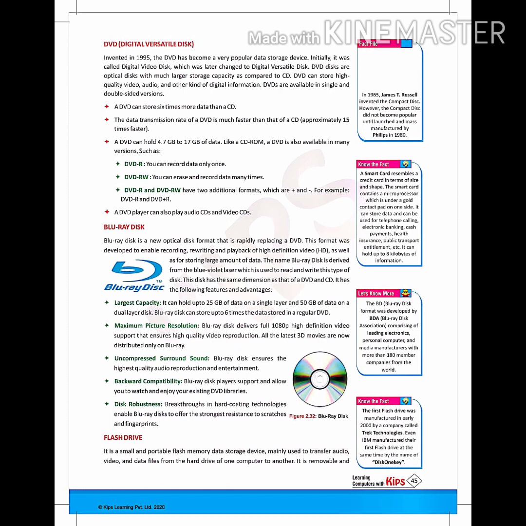Now the last one is the flash drive. It is a small and portable flash memory data storage device mainly used to transfer audio, video and data files from the hard drive of one computer to another. It is removable and rewritable.